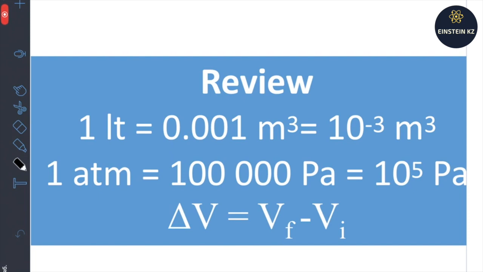So we have to remember that 1 liter is equal to 0.001 cubic meters, that is 10 to the power of minus 3, and 1 atmosphere is equal to 100,000 pascals, or 10 to the power of 5 pascals.